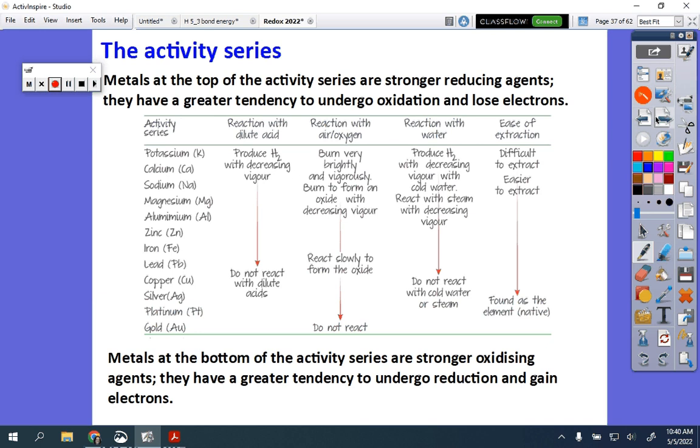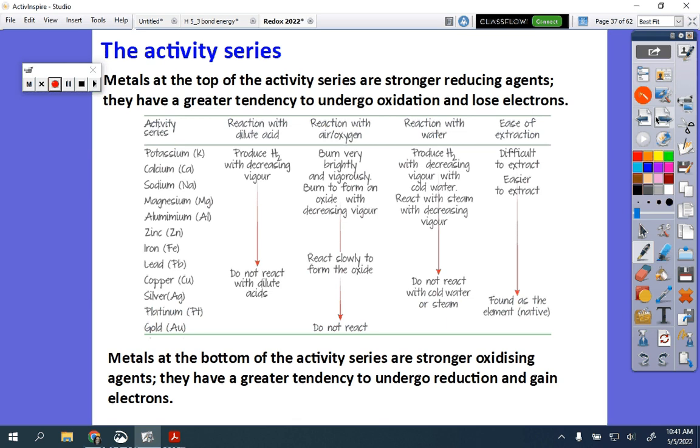Then reaction with air, again, the ones on the bottom are going to either not react with air at all, the oxygen in the air, or they're going to react very slowly. So gold doesn't react at all. Silver will react very slowly to make tarnish. Reacting with water, also very strong reaction with water at the top. Remember the potassium blowing up when it hit the water? Yeah, that's a very strong reaction with water. Down here, they don't really react with water. And then the same thing with extraction, based on extraction from ores. Hard to extract at the top, easier to extract at the bottom.